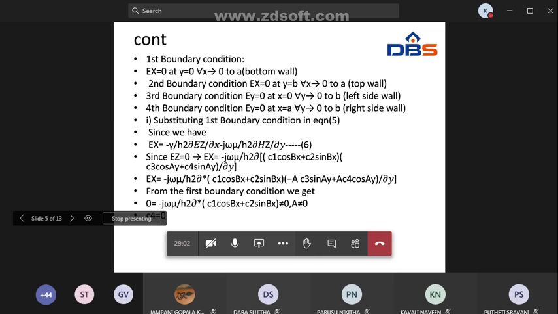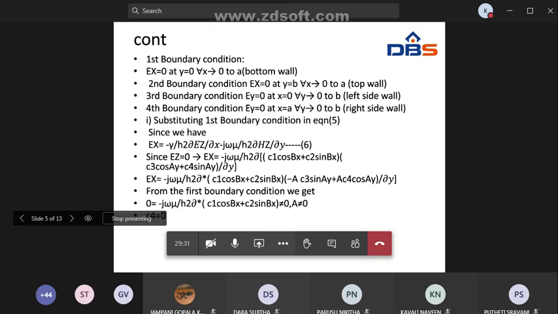Y changes from 0 to b. That is the left side wall, right? If you check the fourth boundary condition, Ey equal to 0 at x equal to a, and y changes from 0 to b. That is the right side wall. Okay, so these are the boundary conditions.